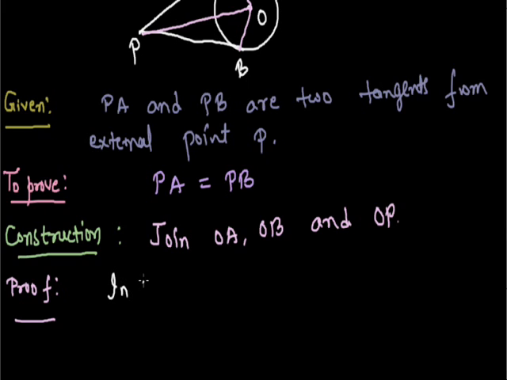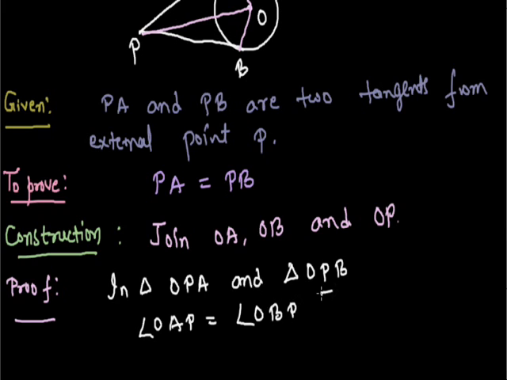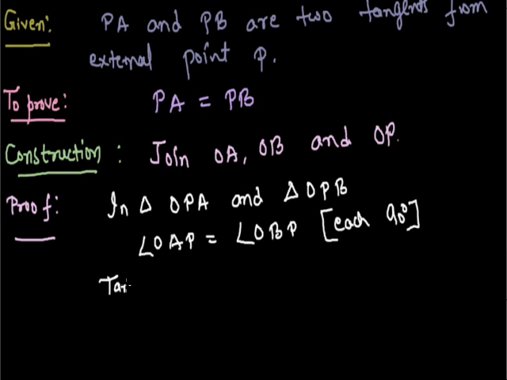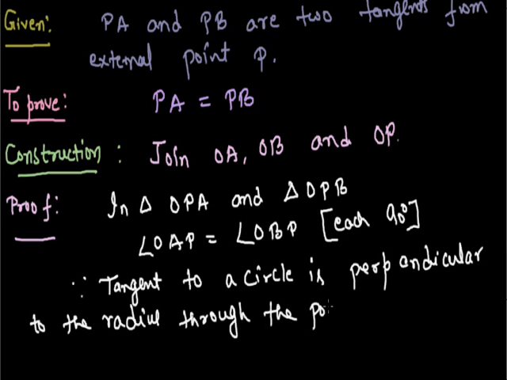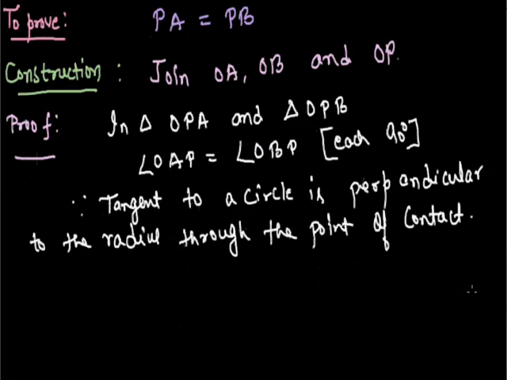In triangle OPA and triangle OPB, angle OAP is equal to angle OBP, each 90 degree, by the theorem: tangent to a circle is perpendicular to the radius through the point of contact.